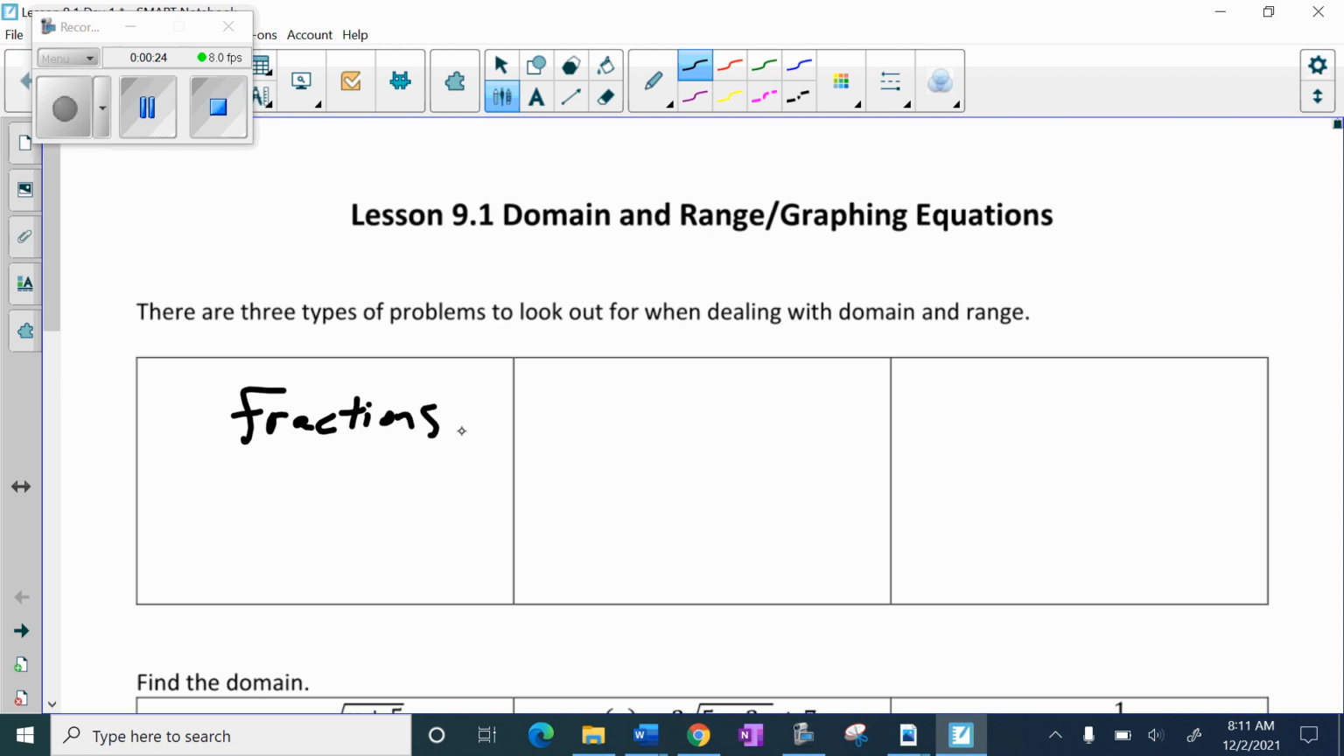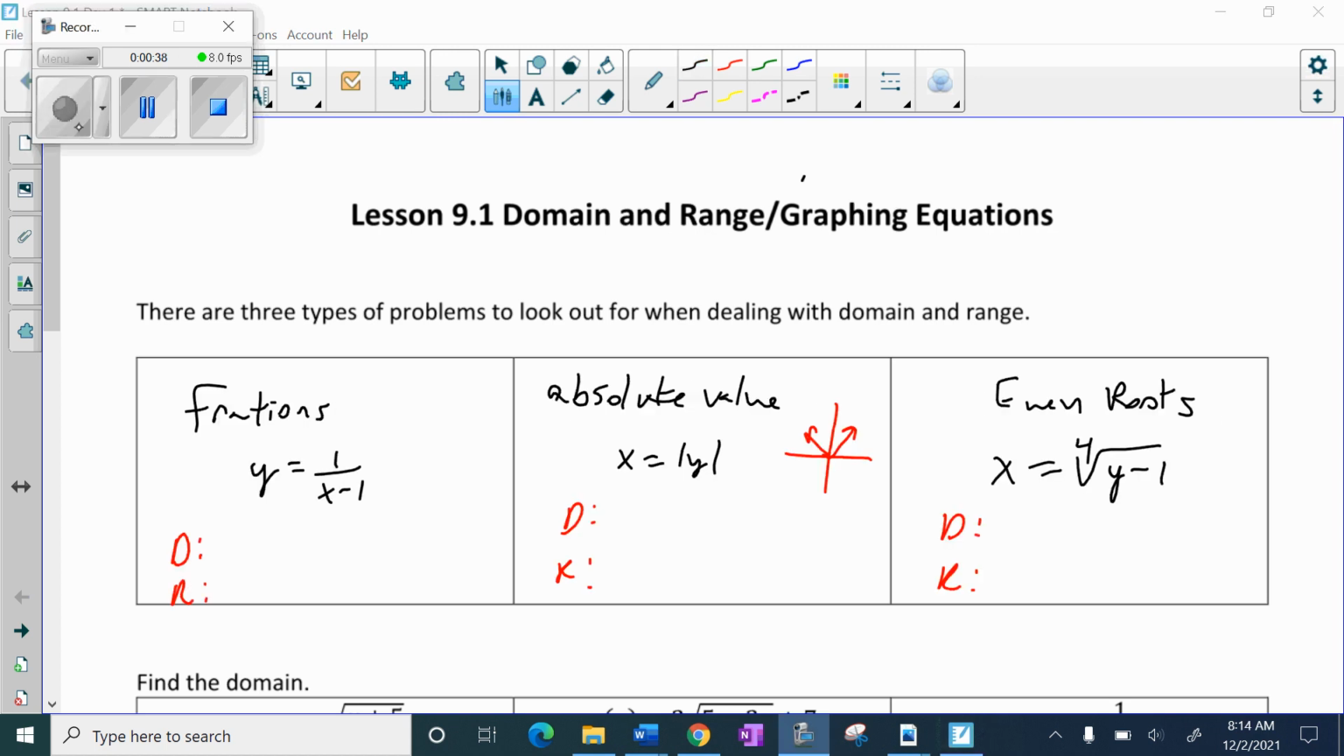The second one is when you're dealing with absolute value. And then the third one is when you're dealing with even roots, like square roots, fourth roots, things like that. So we've talked about all of these in the past. So let's really get into the domain and range for each of these.